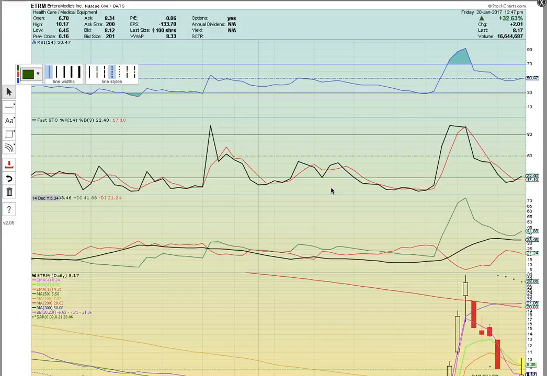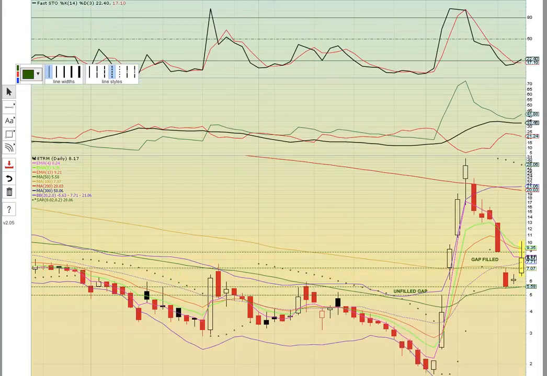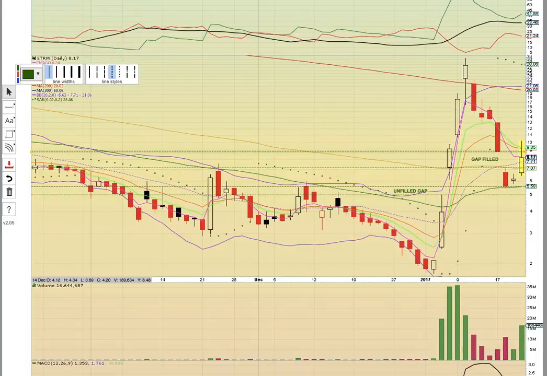ETRM is another play that's in play today. Okay, this has got a gap fill. Today there was this gap down, and then now that gap filled. Now the top of the gap is going to be the key level to break.